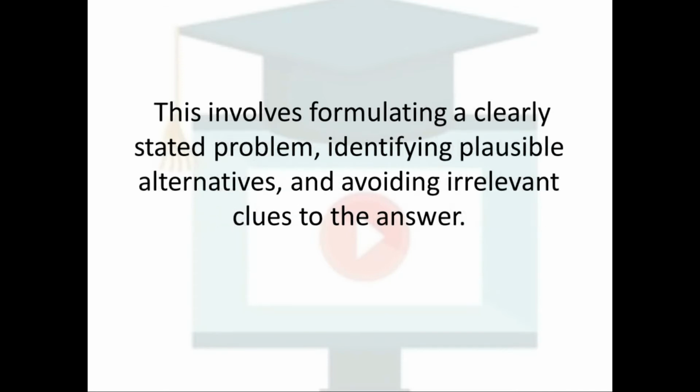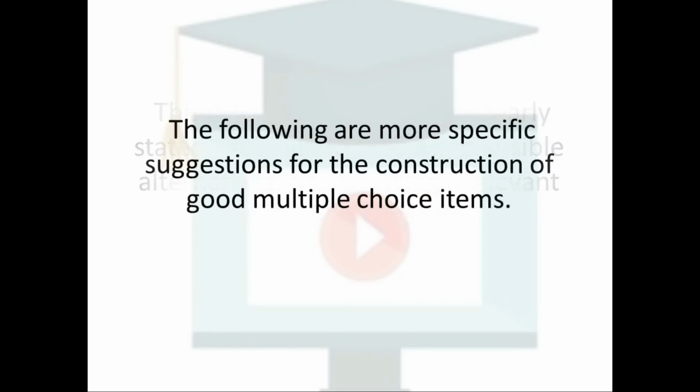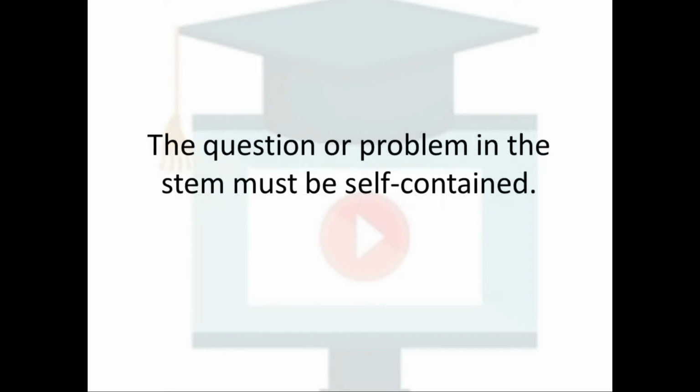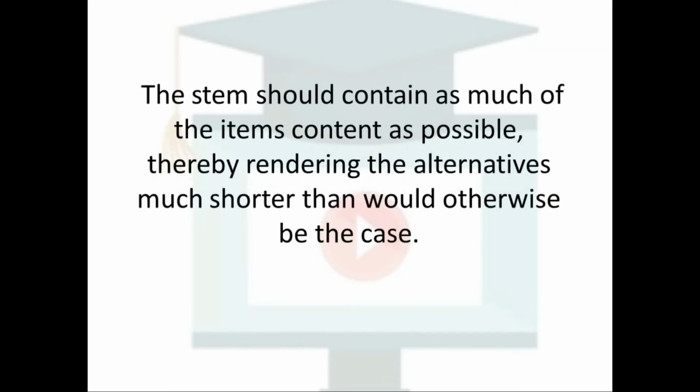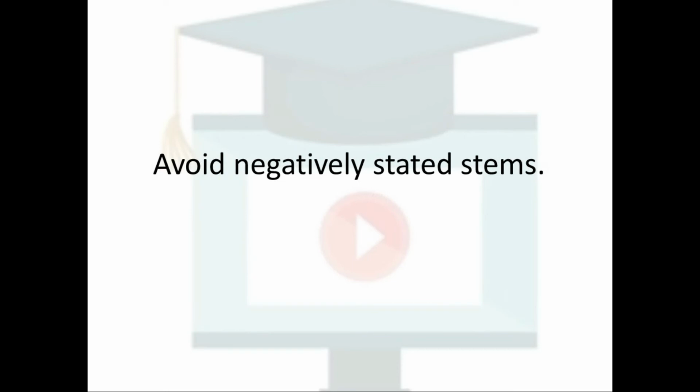This involves formulating a clearly stated problem, identifying plausible alternatives, and avoiding irrelevant clues to the answer. The following are more specific suggestions for the construction of good multiple choice items. The question or problem in the stem must be self-contained. The stem should contain as much of the item's content as possible, thereby rendering the alternatives much shorter than would otherwise be the case. Avoid negatively stated stems.